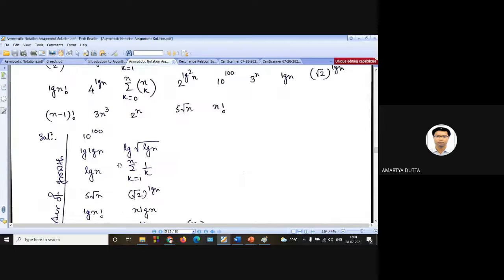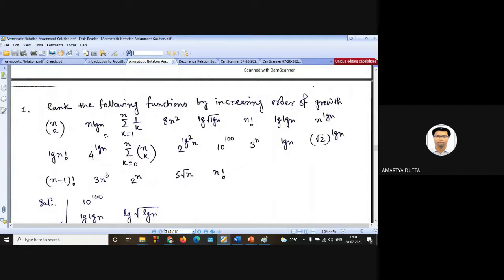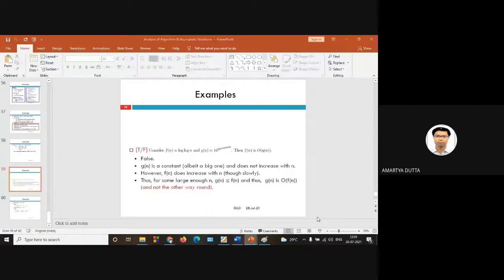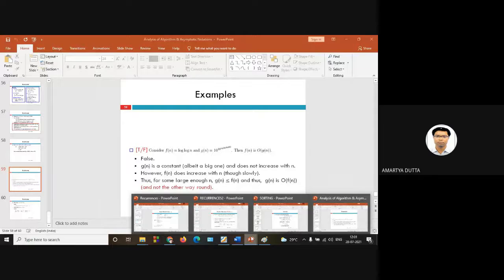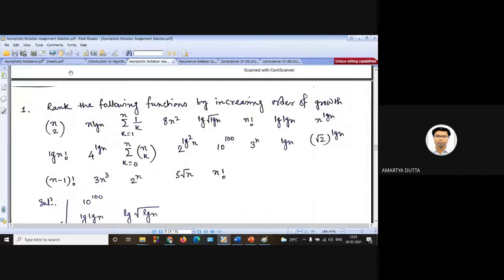So this is the arrangement of the growth of the functions. So our first chapter is complete. That is how to compute the complexity, and the ranking order of the functions. Okay. Now, the second one, that is the recurrence relation.